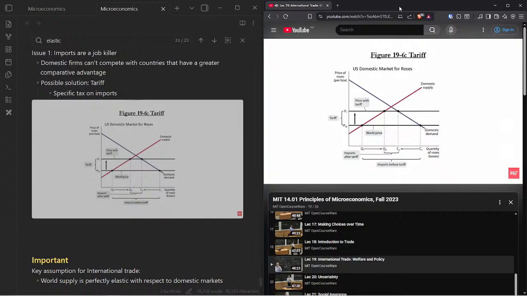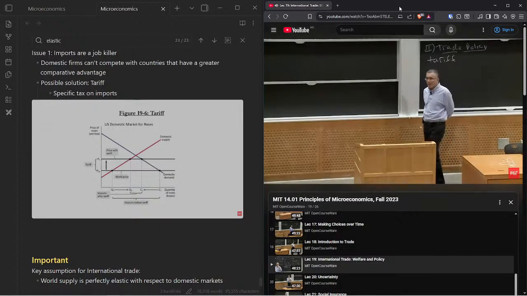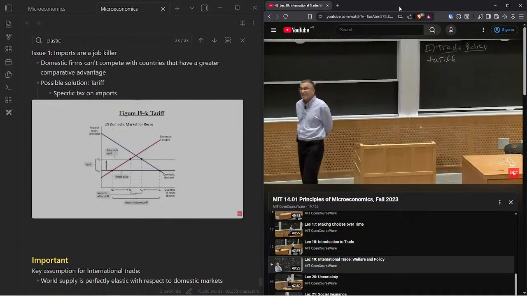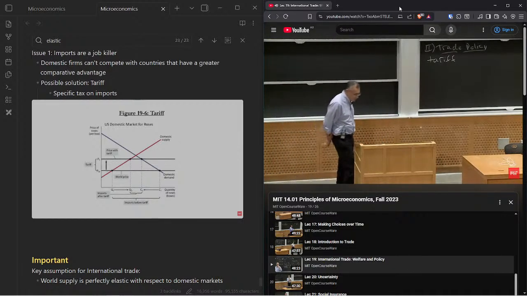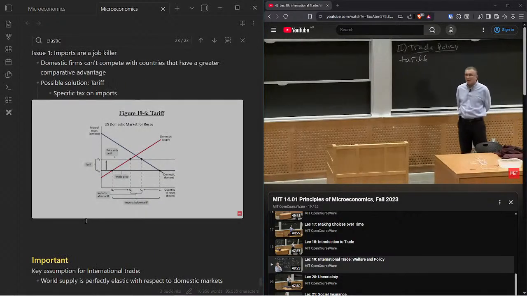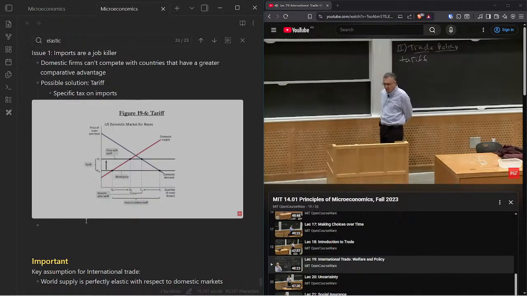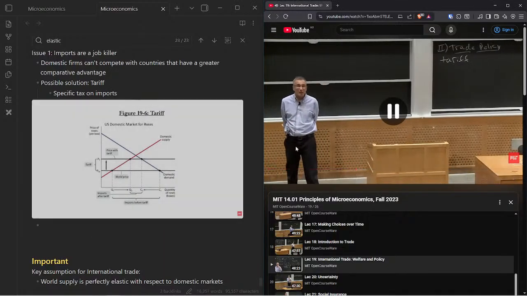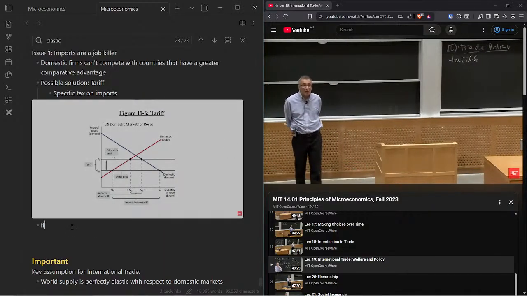Now we impose a tariff. Well, what does the tariff do? It raises the price of Colombia-specific roses. In particular, if the tariff was the exact difference between the initial price, PA, where the red and blue lines intersect, and the world price, then you'd shut down imports. There'd be no reason to import them because you get them for the same price.